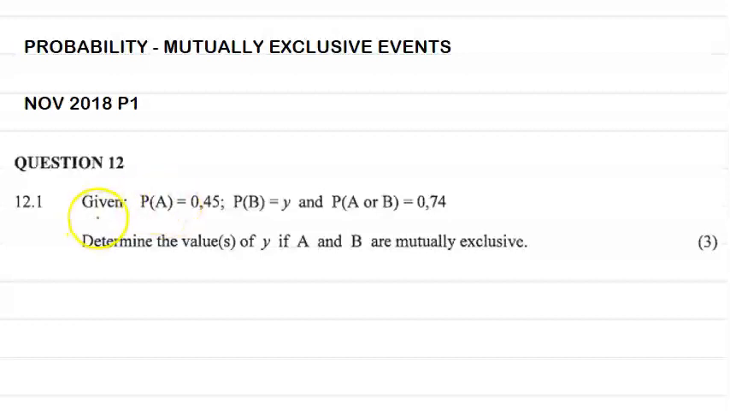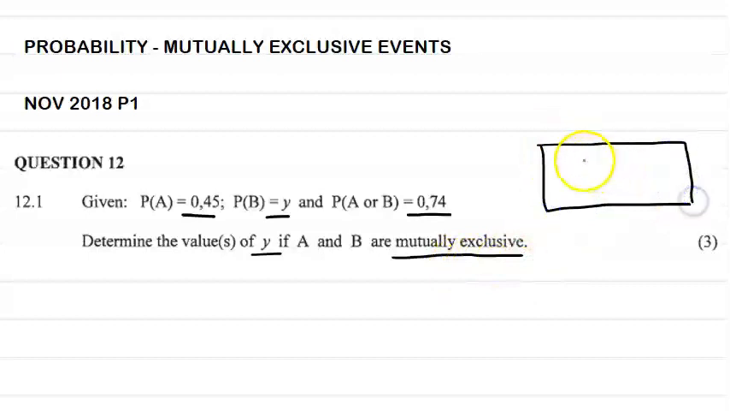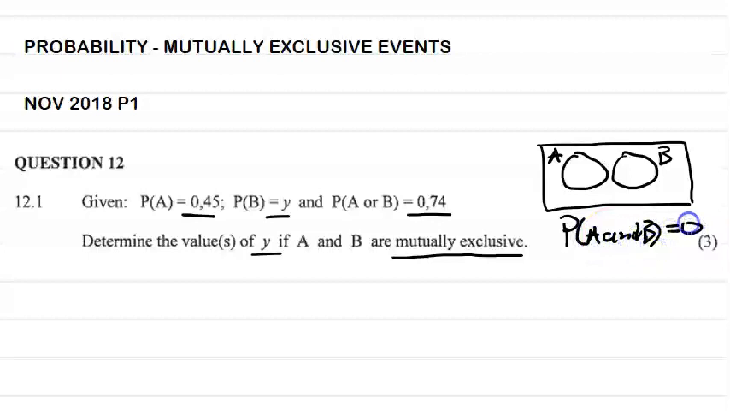In this particular question, it says, given the probability of A is equal to 0.45, probability of B is equal to Y, probability of A or B is equal to 0.74. Determine the value of Y if A and B are mutually exclusive. Now, if two events A and B are mutually exclusive, it means that the two events cannot occur at the same time, which means that there's no overlapping of these two circles. So for mutually exclusive events, the probability of A and B must equal 0.